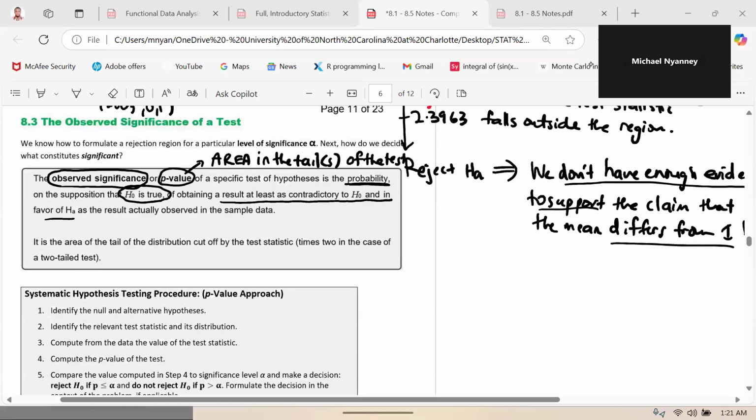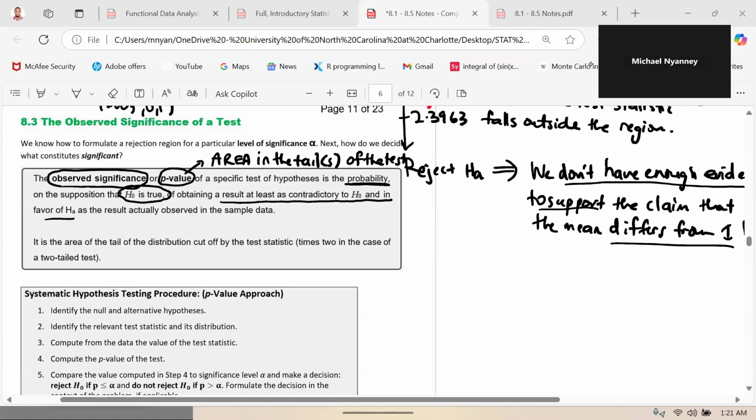Okay, so now we are at 8.3. That is the observed significance of a test. So the observed significance of a test, we call it the p-value. So this is the p-value approach. The first one that we did for 8.2, we used the critical value approach. But all of these, we are using what? The last sample in testing the population parameter mu.